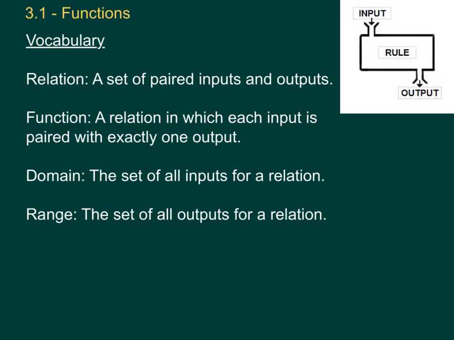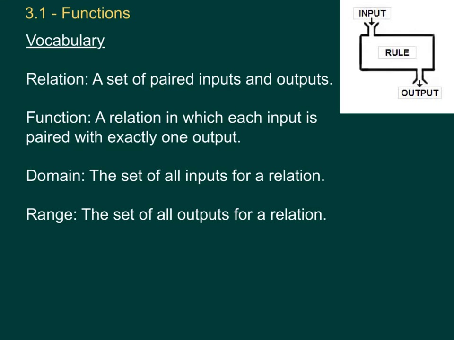Section 3.1, Functions. We're going to be looking at a new topic here called functions, and it's pretty vocabulary heavy, so we're going to start by covering 4 important vocabulary words. We're going to start with something called a relation. A relation is a set of paired inputs and outputs. Paired means that they go together.